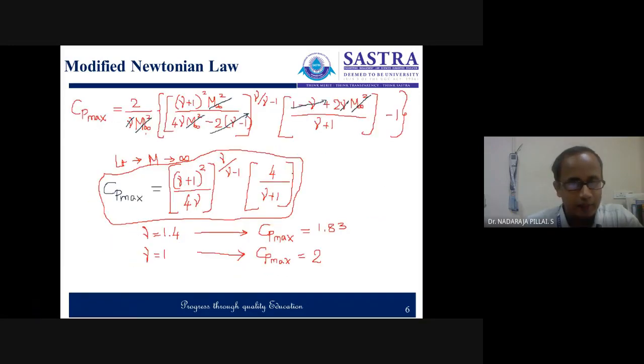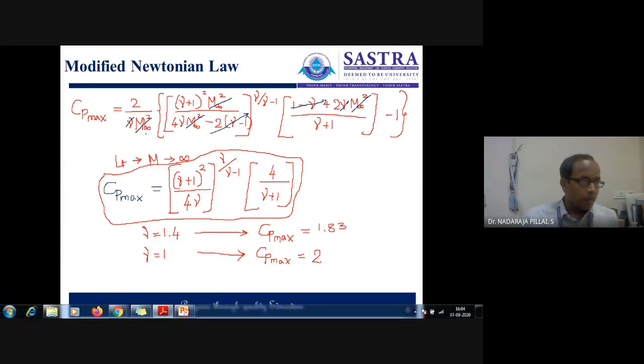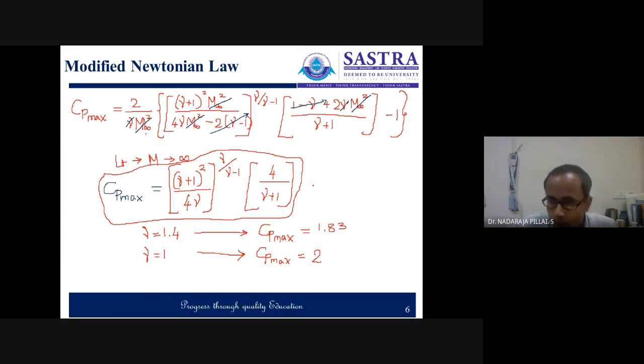So here Cp max is equal to 2 when you consider gamma is equal to 1. Well, so we have the modified Newtonian law, which gives the final Cp: Cp is equal to Cp max sine square theta, and you have a Cp max here in terms of gamma.